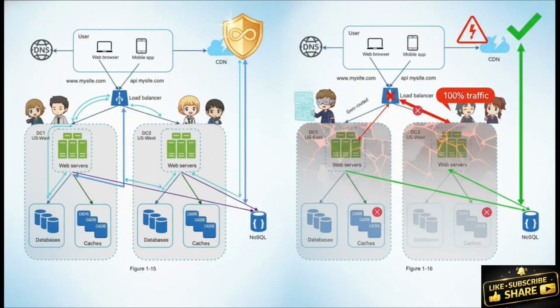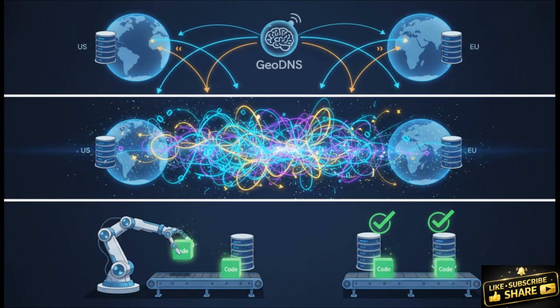It's amazing. Now, I gotta say, this is not easy to pull off. It introduces some really tough new challenges. You need that smart traffic redirection. You have to solve the incredibly complex problem of keeping your data perfectly in sync between the data centers. And you absolutely need automated testing and deployment to make sure both locations are always running the exact same code.